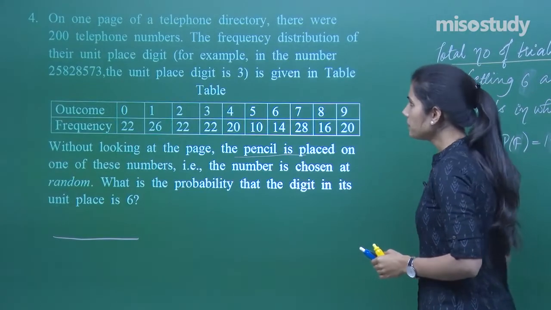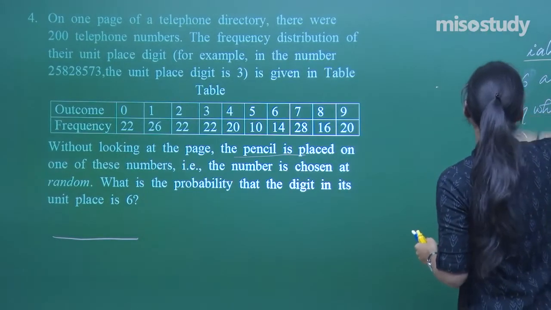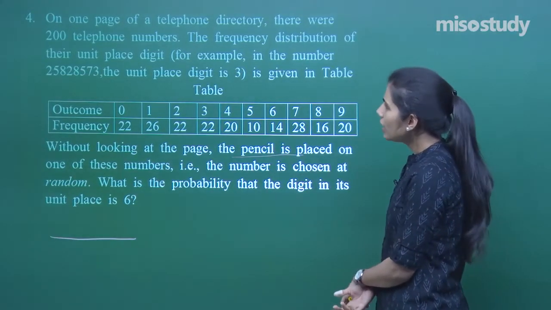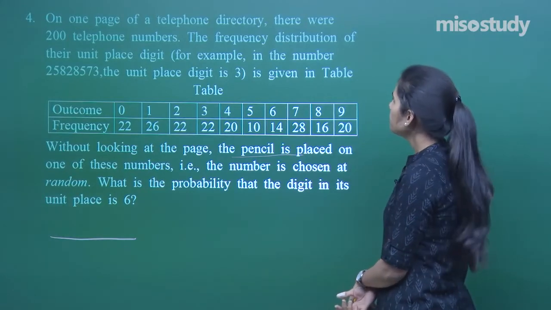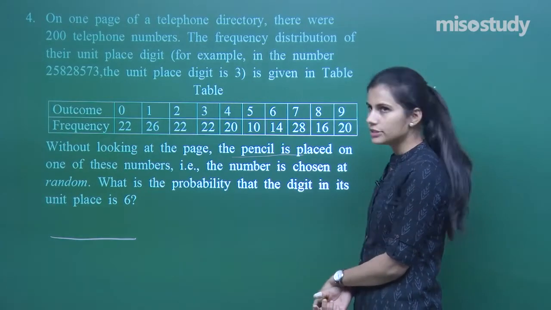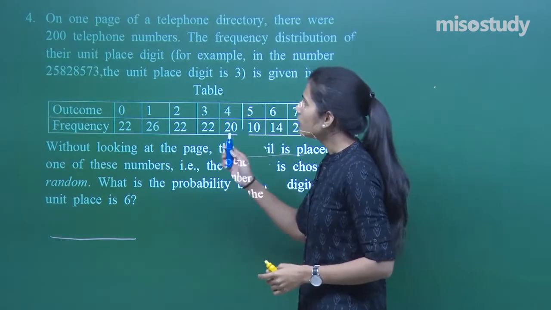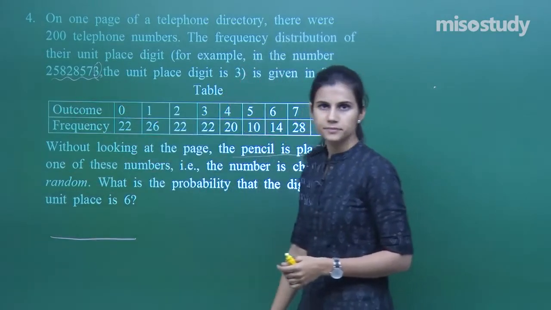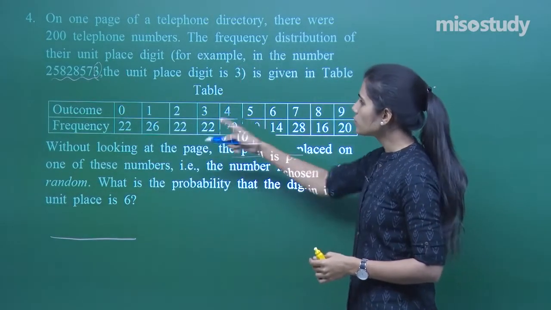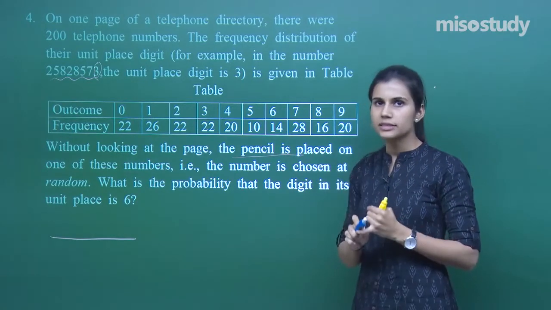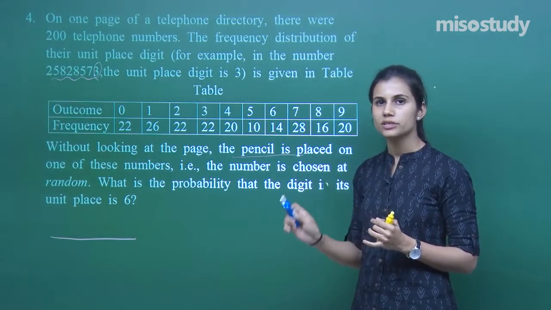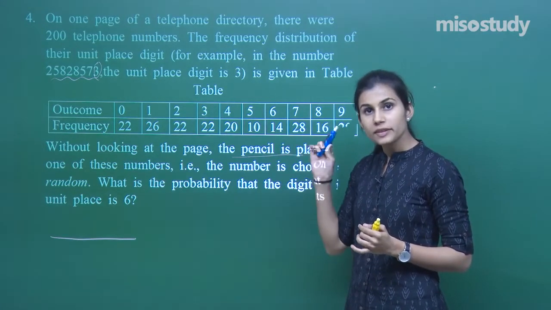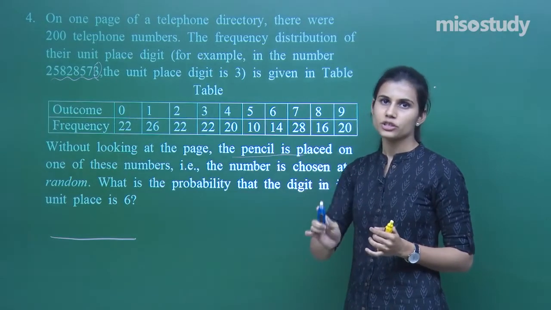It says that on one page of a telephone directory, please try to read the question nicely, there were 200 telephone numbers written. The frequency distribution of their unit place digit. That means, when you have a phone number, it has a units place, right? The unit place digits were collected. Now, in the unit place, you can have either 0 or 1 or 2 or 3 or 4 or 5 or 6 or 7 or 8 or 9. The moment it becomes 10, it becomes a 2-digit number. So, in the units place, you can have a single digit number ranging from 0 to 9.